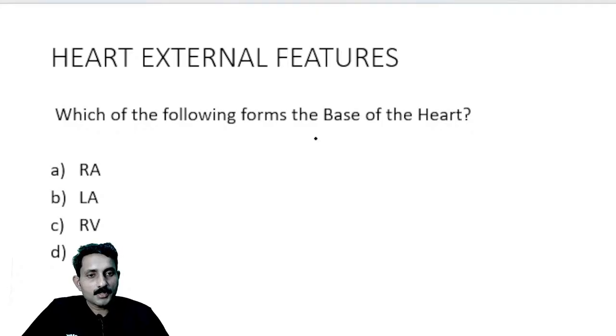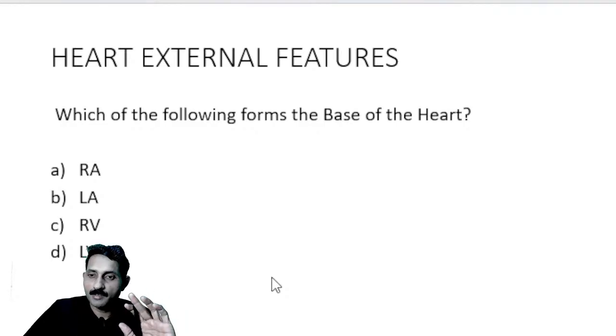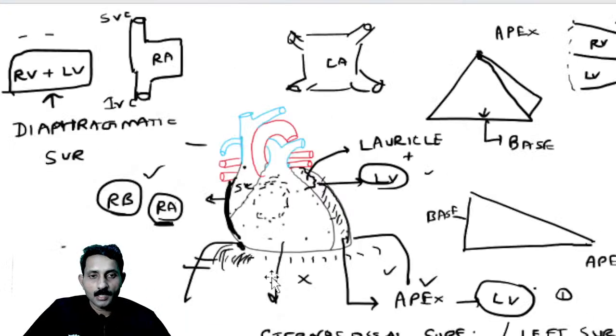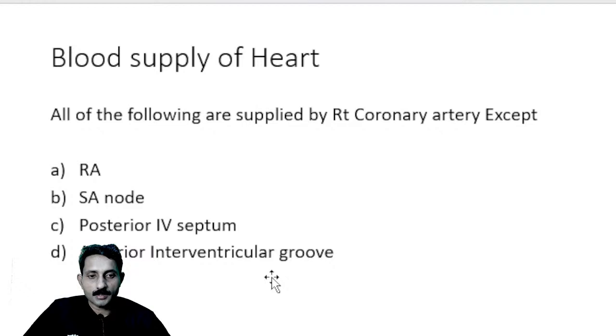Which of the following forms the base of the heart? Now we can answer. It is the left atrium. It is not right atrium, it is not right ventricle, it is not left ventricle. Sorry, the base of the heart is formed by left atrium. These are the questions commonly asked related to the structure of the heart.